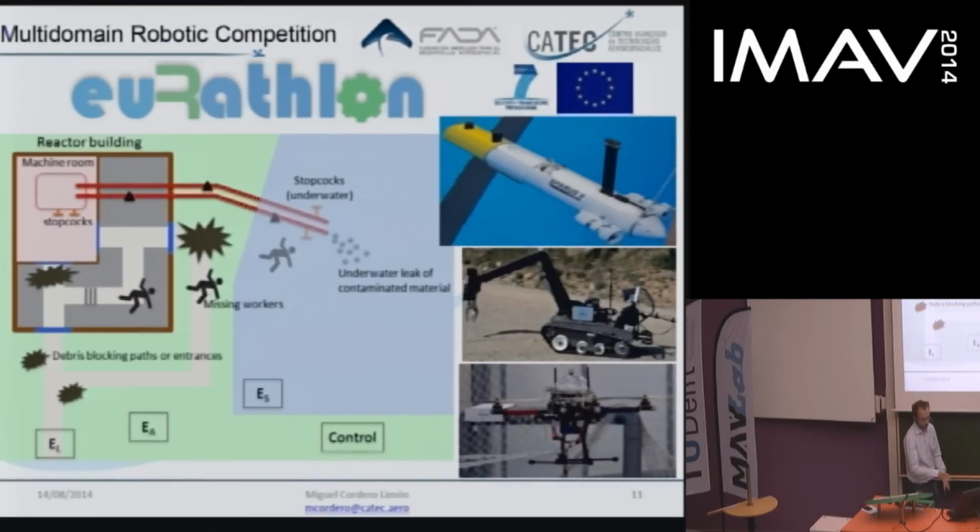And this is just to mention some of the drafts of the scenario. There will be some missing workers that have to be located. There will be a reactor building that has to be inspected, so maybe there are obstacles at the entrance. Maybe the UAV can fly and make a map and tell the unmanned ground vehicle about the obstacles so it can enter the building. There will also be some leaking pipes that have to be detected, and some stopcocks that have to be closed. So the valves have to be closed and the leak controlled.